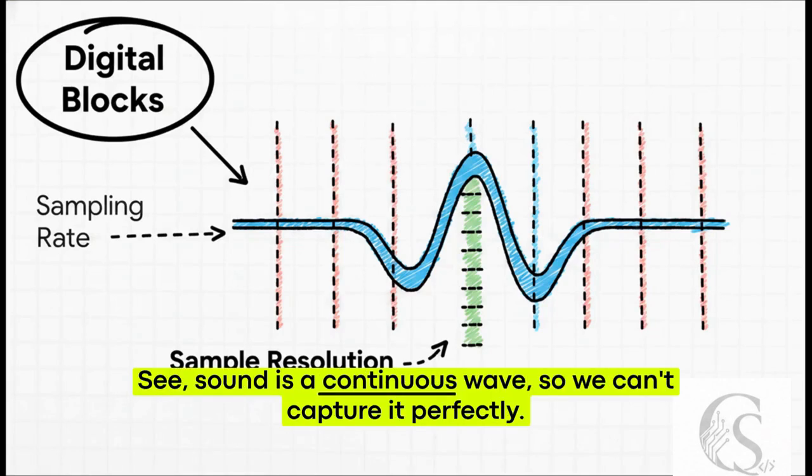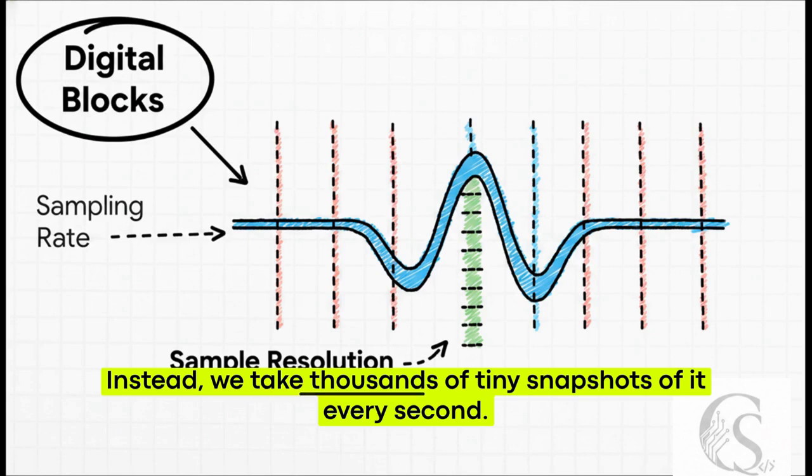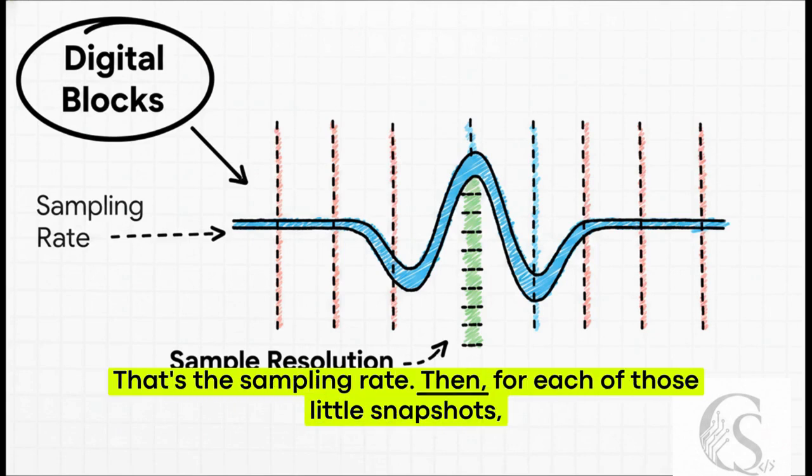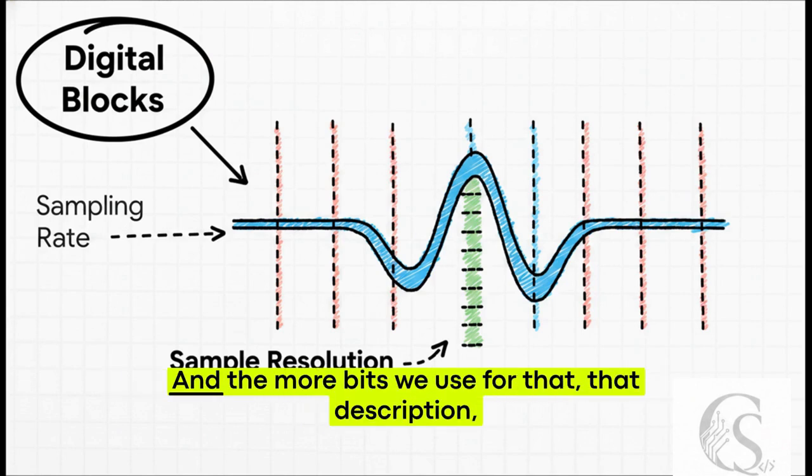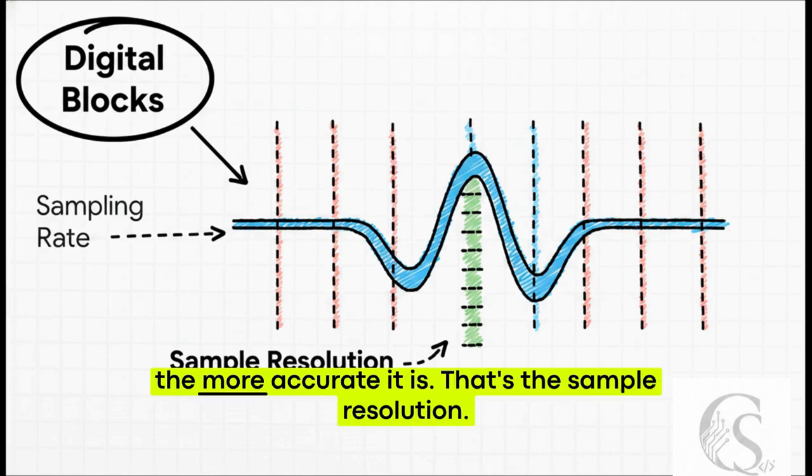Sound is a little different. See, sound is a continuous wave, so we can't capture it perfectly. Instead, we take thousands of tiny snapshots of it every second. That's the sampling rate. Then, for each of those little snapshots, we describe its height using a binary number.